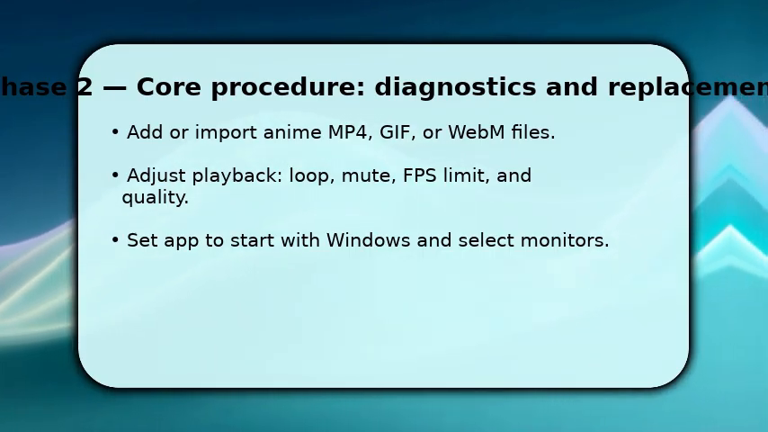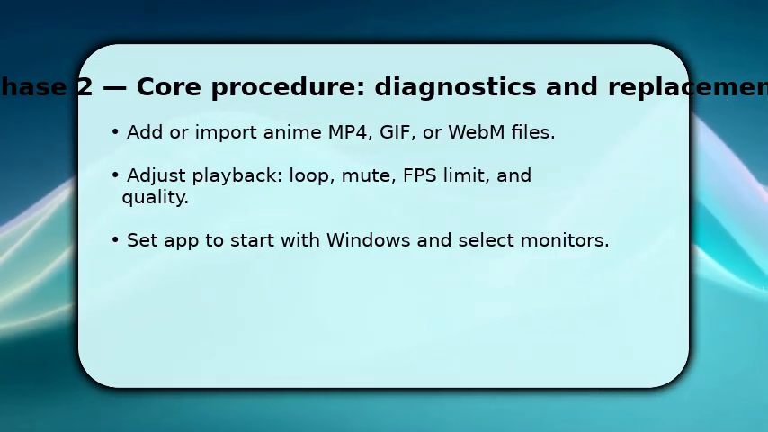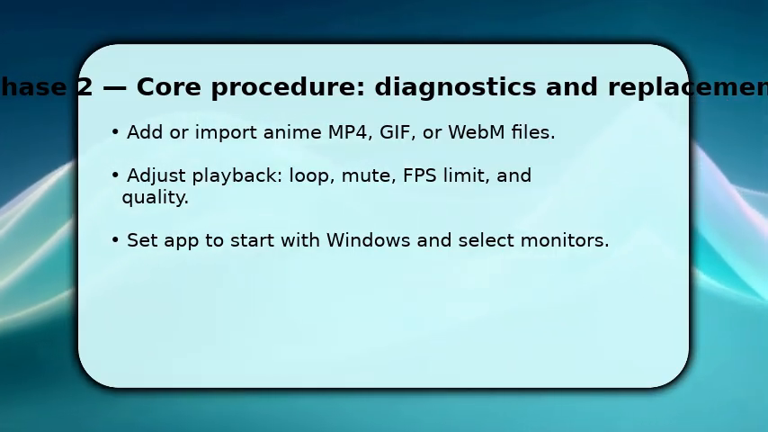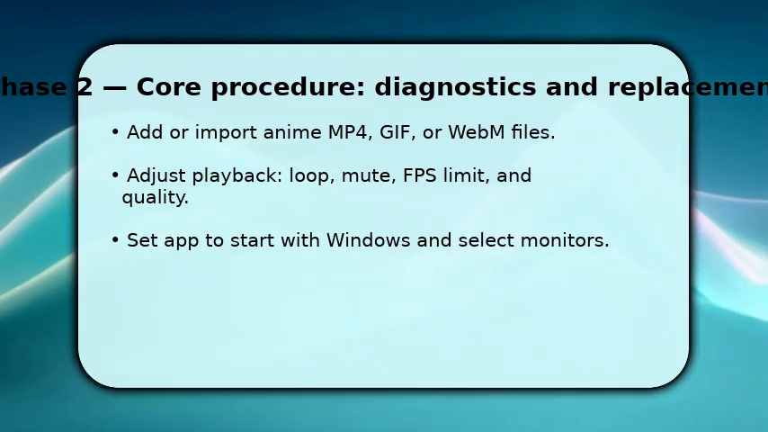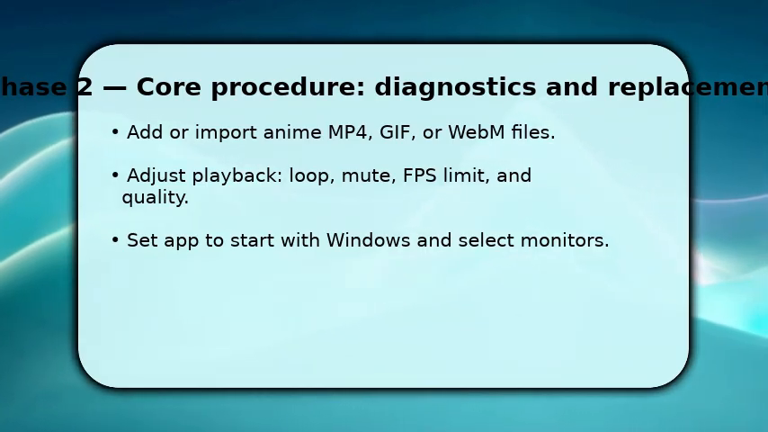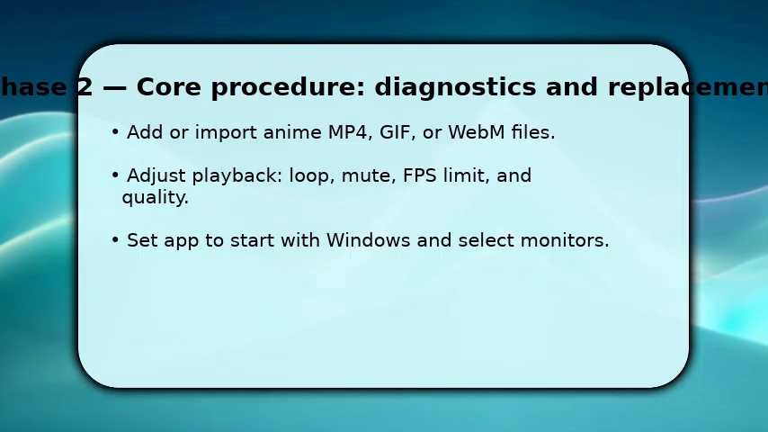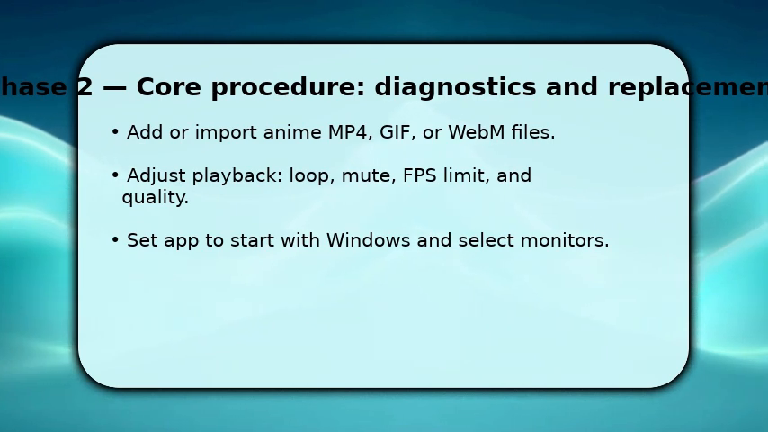Then configure playback settings, loop, mute audio, and set an FPS or quality cap to balance visuals versus CPU or GPU load. Make sure to assign wallpapers to specific monitors if you use multiple displays, and enable Start with Windows so your animated backgrounds resume after reboot. Finally, reduce brightness or frame size if you notice performance impact.